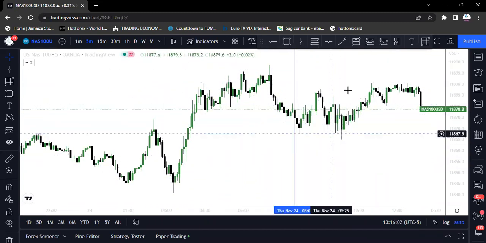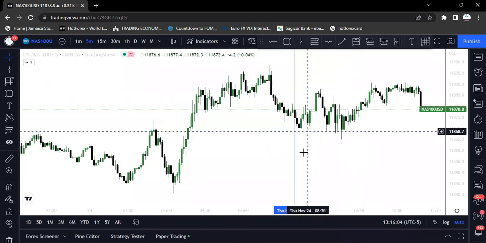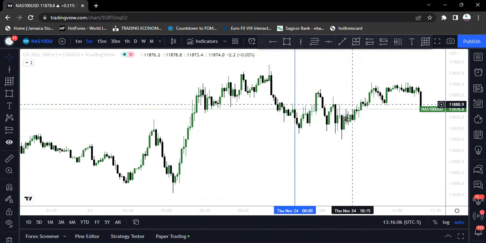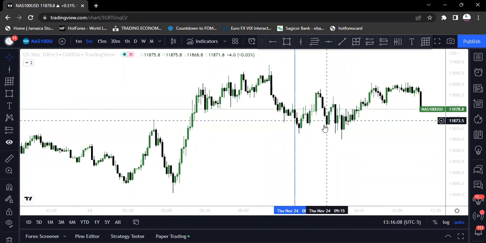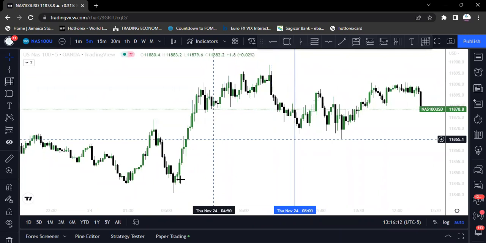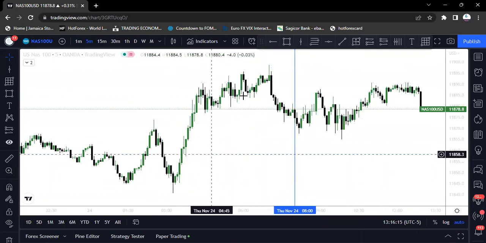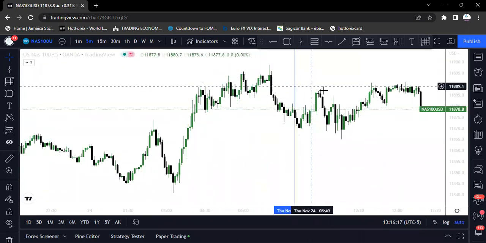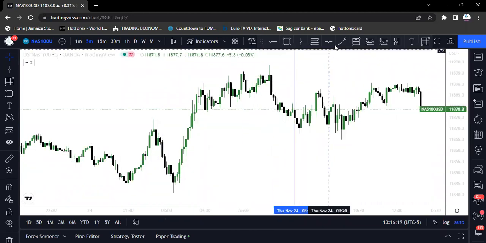What did this do after 8 o'clock? Where did it run to? And how could I have traded it or seen it before it forms? In the quick scalp video I did this morning, I was trying to do that. I wanted to highlight a liquidity run back inside this range here.